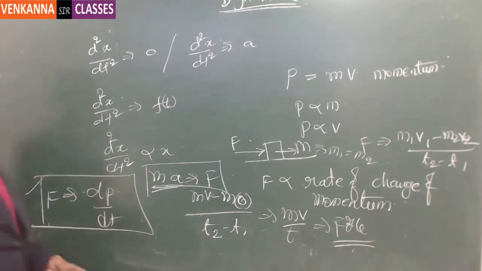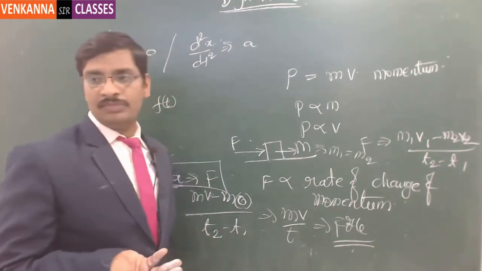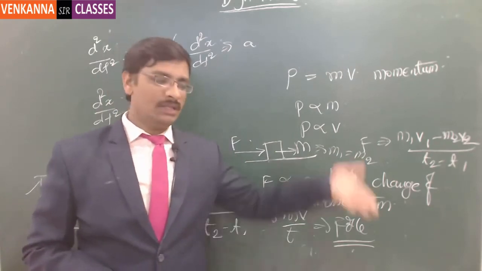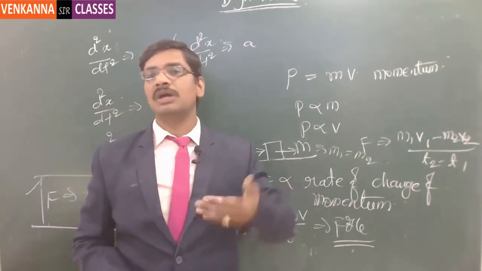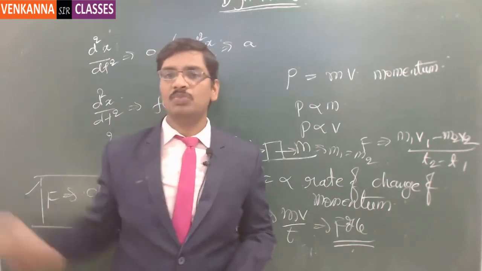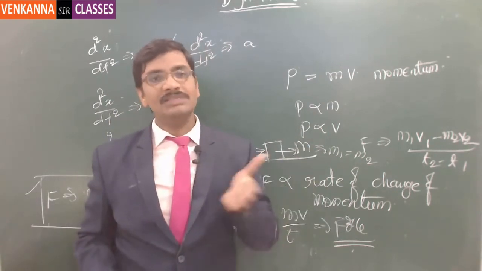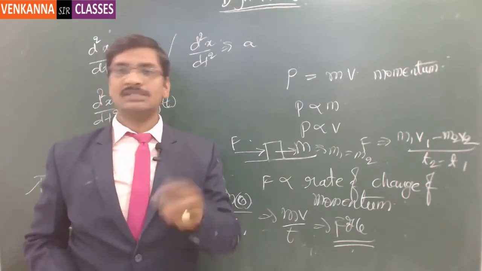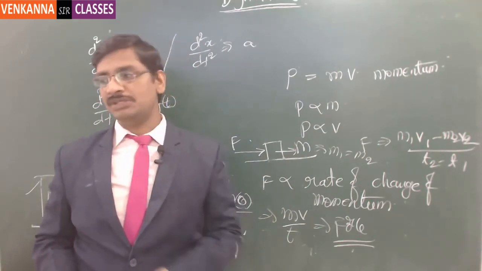Now in this particular case, if the mass is varying, take the example of a conveyor belt. There the mass is continuously poured on the conveyor belt. Now when the belt is trying to move, the mass on the conveyor belt keeps on increasing. That means there is a change of mass along with the velocity. Or sometimes the velocity may be constant but the mass may be changing.